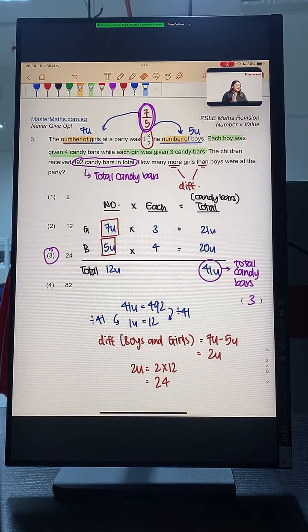So the total for the number of people is 12 units. 7 plus 5 makes 12. And the total for the candy bars is 21 plus 20 to give us 41 units. Okay?